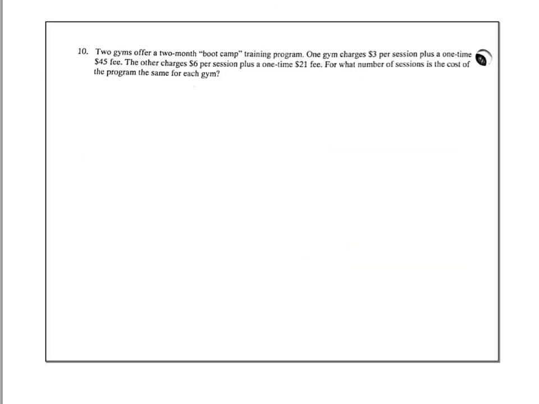Number 10, here's one of our word problems. 2 gyms offer a 2-month boot camp training program. One gym charges $3 per session plus a one-time $45 fee. So we have our first gym. They charge $3 per session. We don't know how many sessions, so 3S, but we know that we have to pay the $45 fee. So here's our first equation.